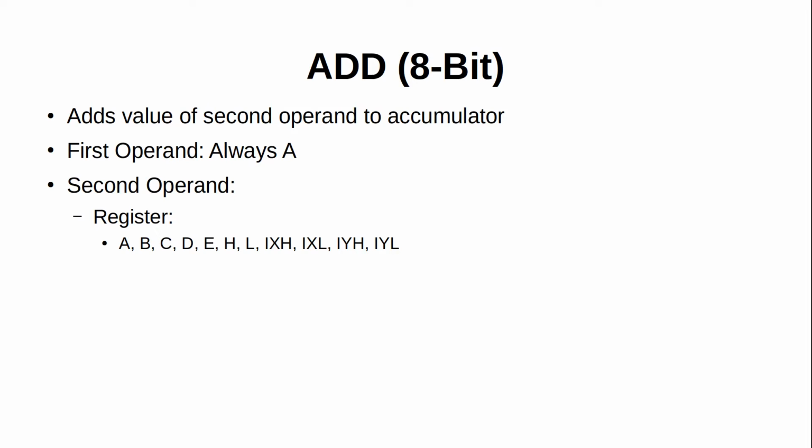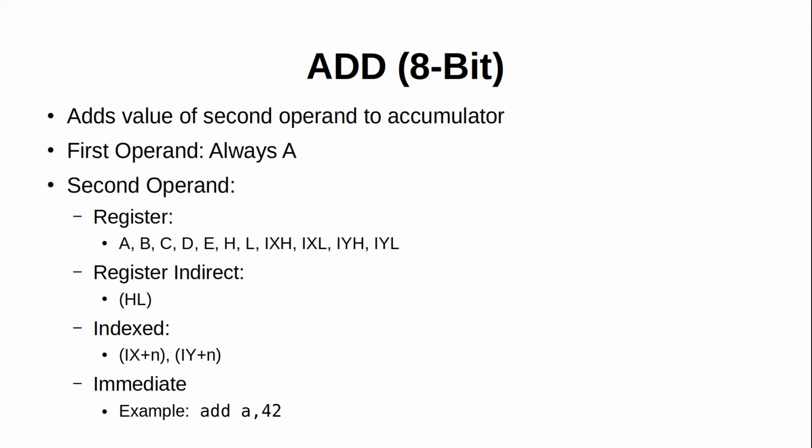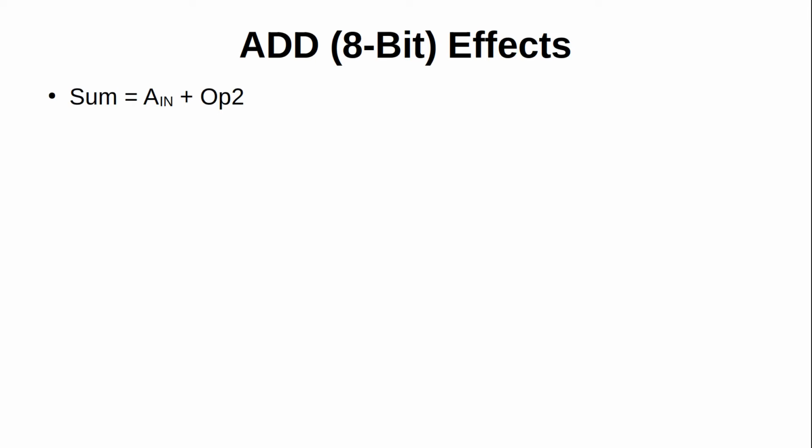If you have a value in memory that you want to add to A, you can use the register indirect mode with the address in HL. You can do indexed mode also, specifying an offset from the address in either of the index registers. Finally, you can simply do an immediate add of a hard-coded 8-bit value. So beyond this addition, what actually happens?